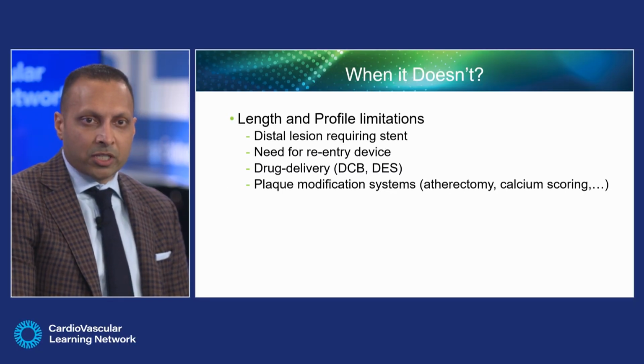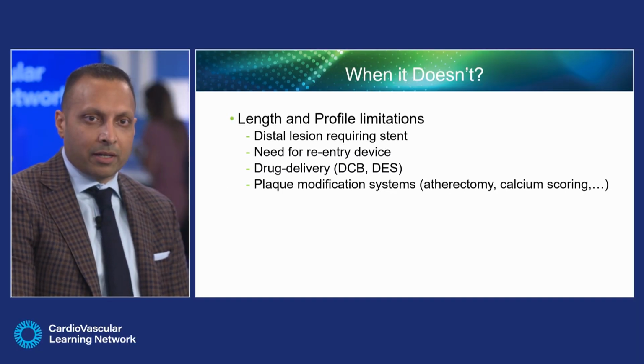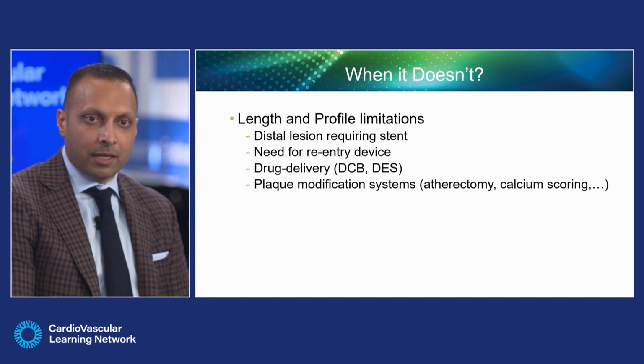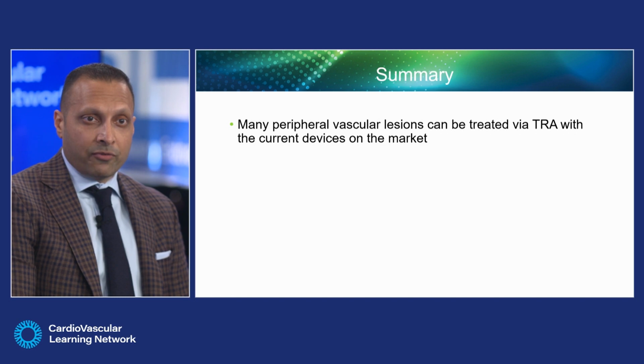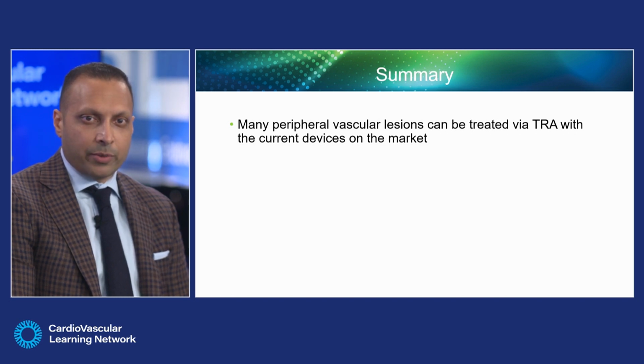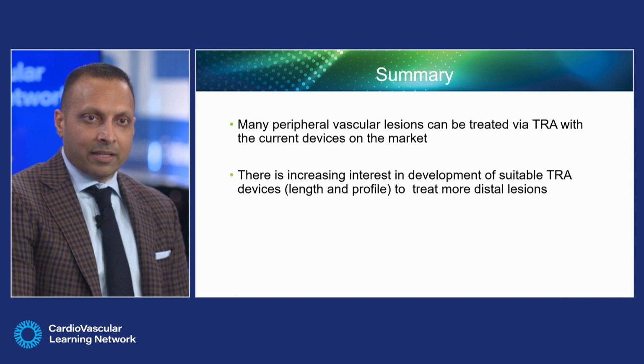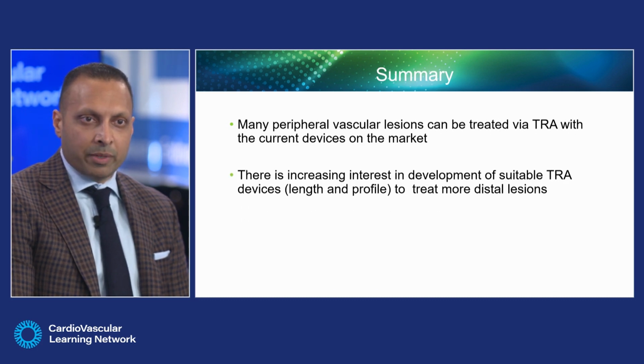Plaque modification, we talked about briefly, whether that be atherectomy, a calcium scoring, or lithoplasty. We again are severely limited in overall lengths, so there are some areas where it just doesn't work when you need those specific devices. In summary, many peripheral vascular lesions can be treated via transradial access with the current devices on the market, namely those in the more proximal aortoiliac and proximal femoral lesions. But if you have an isolated angioplasty treatment strategy, you might be able to get more distal lesions treated, and I think we'll see some cases shortly.